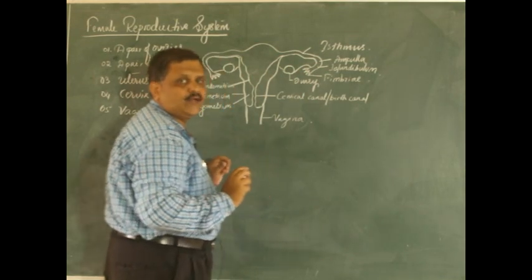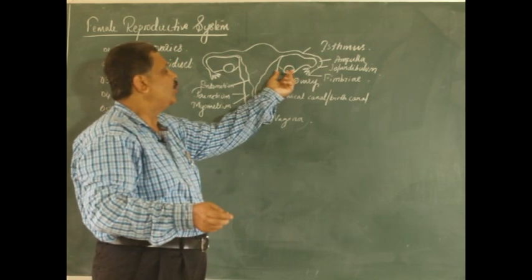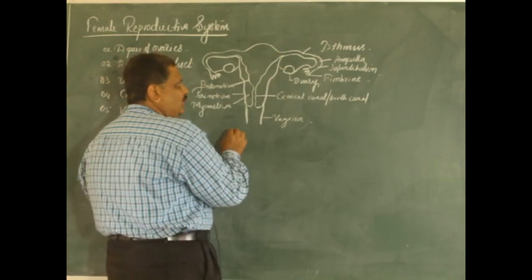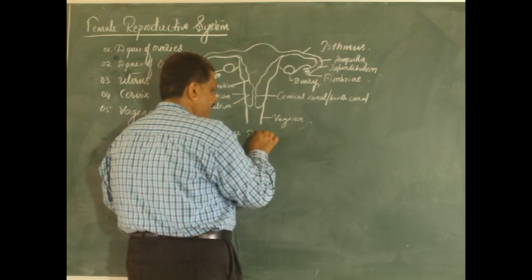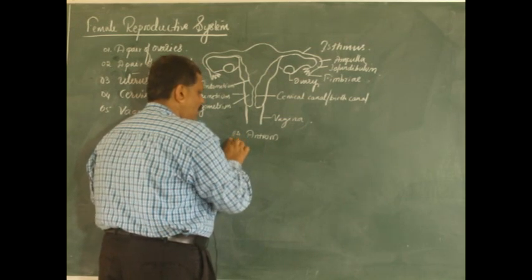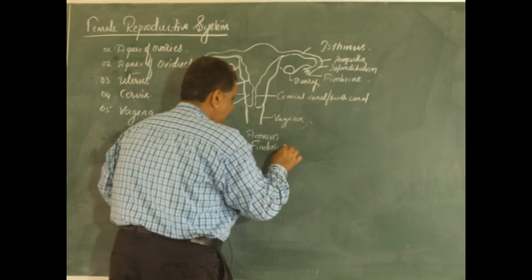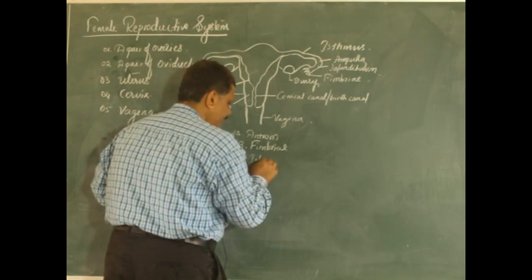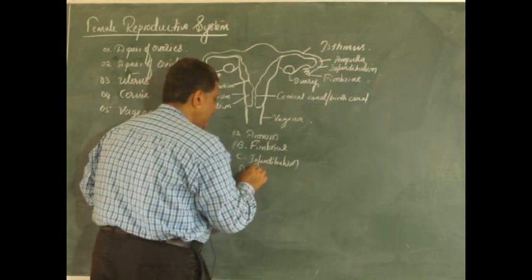They may ask a question in your competitive exam. Immediately after the release of this egg from the ovary, it goes to, they may give the options like this. Option A, antrum. Option B, fimbriae, and option C, infundibulum, and option D will be isthmus.